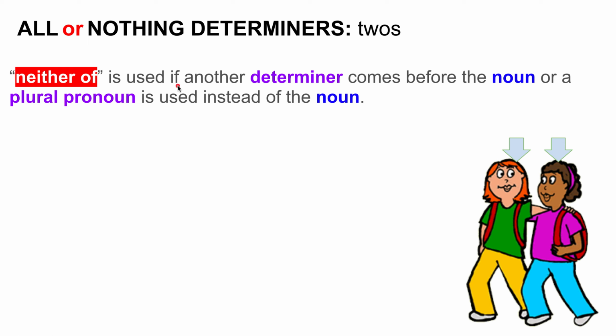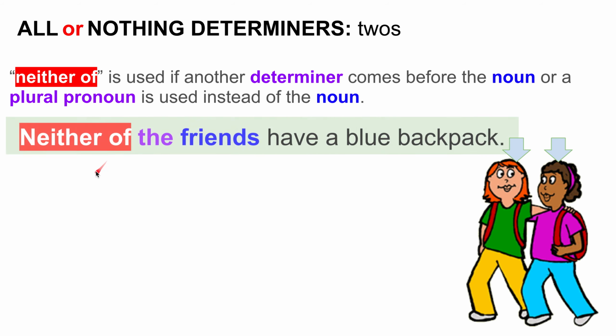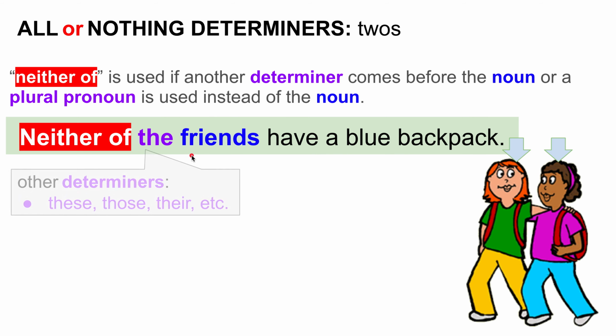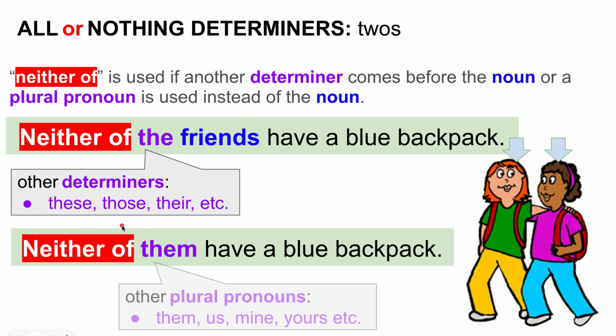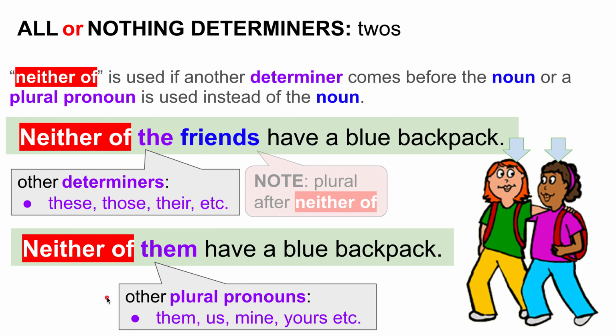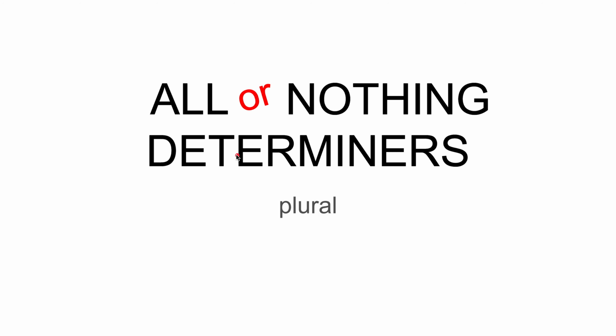Neither of is used if another determiner comes before the noun or a plural pronoun is used instead of the noun. So the same rule applies. So, for example, neither of the friends have a blue backpack, or again, other determiners are these, those, and their. And if I use a plural pronoun instead of the friends or Sally and Janet, then I could say neither of them have a blue backpack. Again, other plural pronouns: them, us, mine, yours. Moving forward. Here this is the exception. It's plural after neither of. Let's look at plural pronouns.